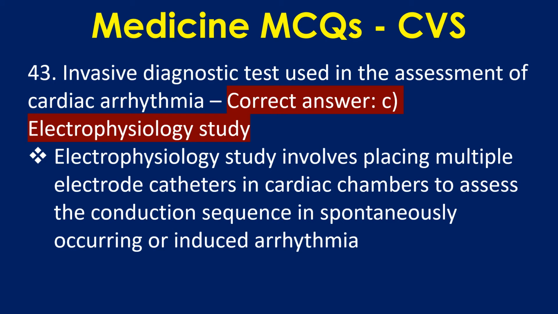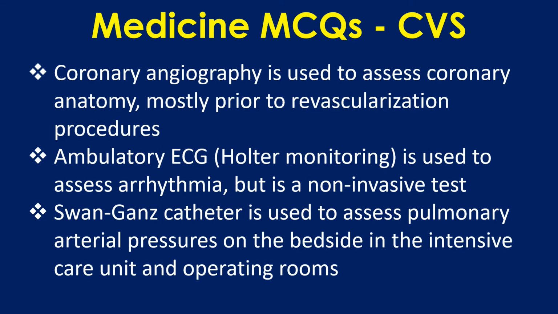Electrophysiology study involves placing multiple electrode catheters in cardiac chambers to assess the conduction sequence in spontaneously occurring or induced cardiac arrhythmia. Coronary angiography is used to assess coronary anatomy mostly prior to revascularization procedures. Ambulatory ECG or Holter monitoring is used to assess arrhythmia but is a non-invasive test. Swan-Ganz catheter is used to assess pulmonary arterial pressures at the bedside in the intensive care unit and operating rooms.